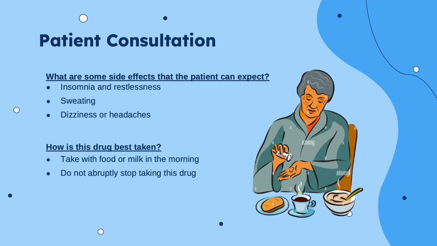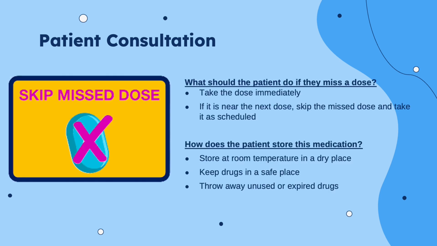What are some side effects that the patient can expect? Insomnia and restlessness, sweating, dizziness, or headaches. How is this drug best taken? It is best taken with food or milk in the morning, and it is advised not to abruptly stop taking this medication. So what if the patient misses a dose? It is advised to take the dose immediately, but if it is near the next dose, skip the missed dose and take it as scheduled next.